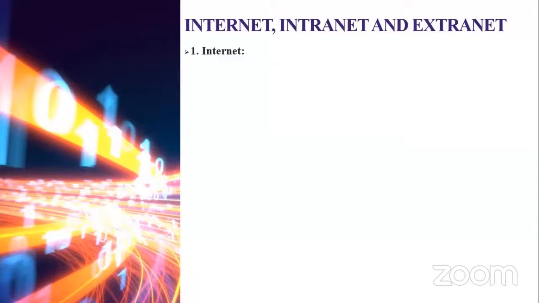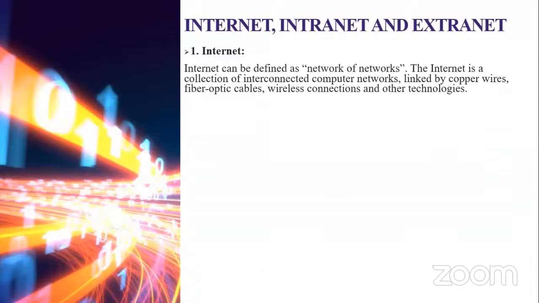Or simply you can say a collection. It's a wide area network. So this is network of networks. The internet is a collection of interconnected computers, you can define it this way also, linked by copper wires, fiber optic cables, wireless connections, and other technologies. Most of the internet we get through cables only. Satellite is a very, very small percentage. You know, TCS is the only company that has established cables around the globe to bring internet to India.